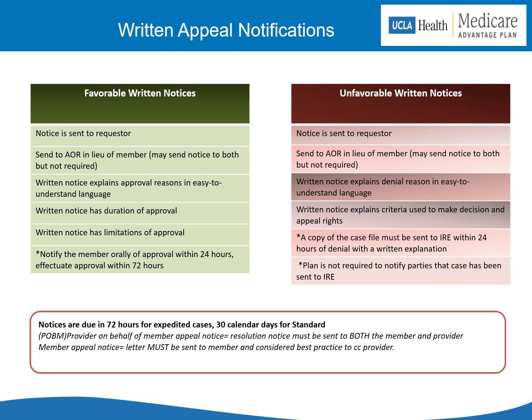Now, just in case we don't remember our due dates, we've not been talking about our due dates recently. Notices are due in 72 hours for expedited cases and 30 calendar days for standard. Provider on behalf of member appeal notices must be sent to both the member and provider. Member appeal notices must be sent to the member, and it is considered a best practice to CC the provider.